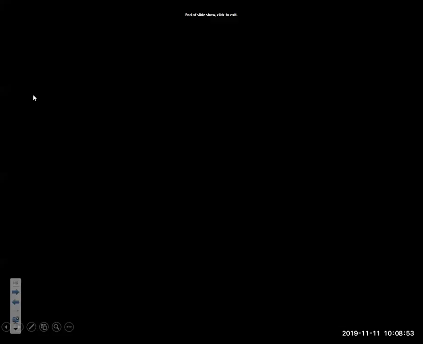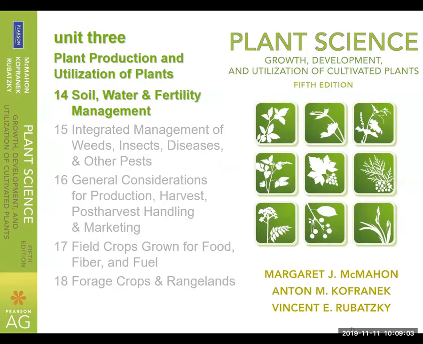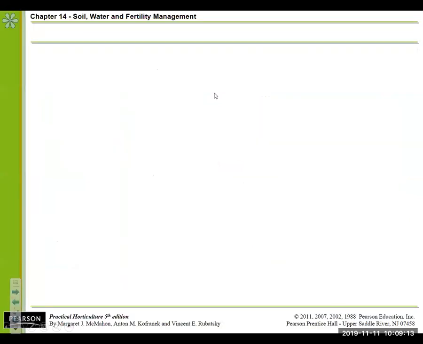All right, with the time we have left, I'm going to go ahead and switch here into chapter 14. It's a little bit longer, so we'll go ahead and get started on it. Just looking at how we manage soil and water, and together the fertility of the plant and soil.